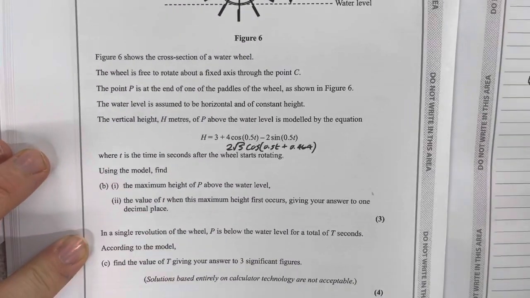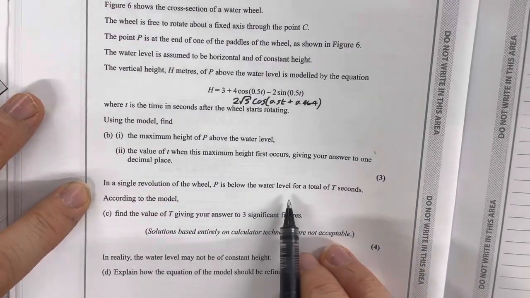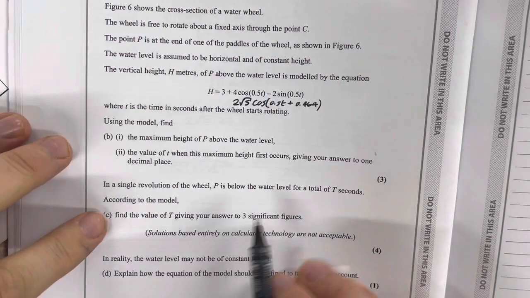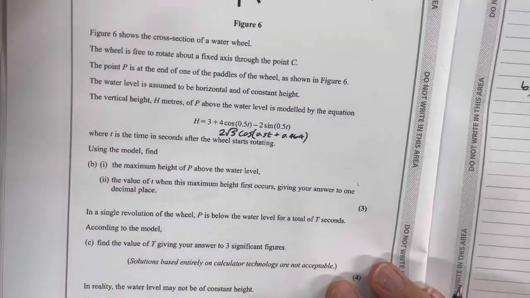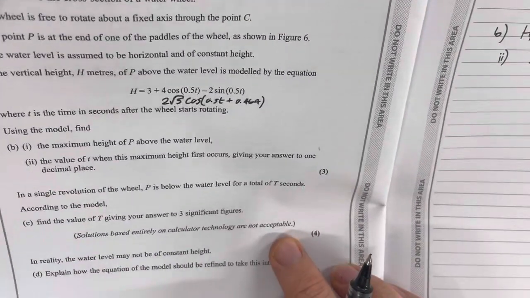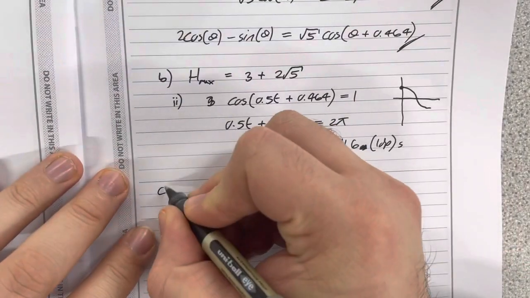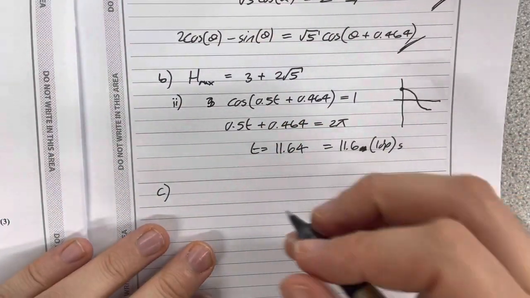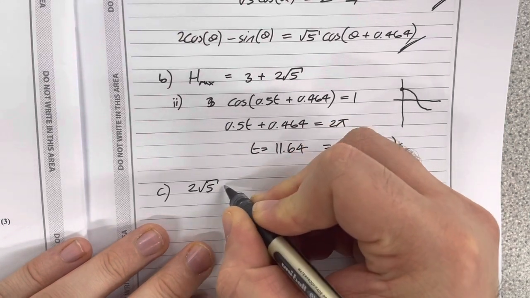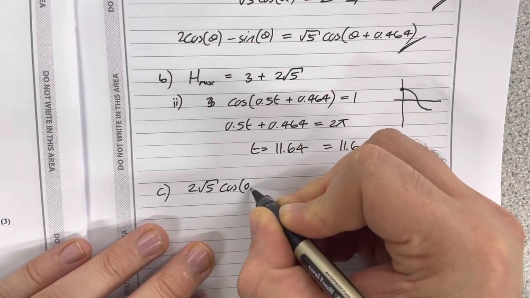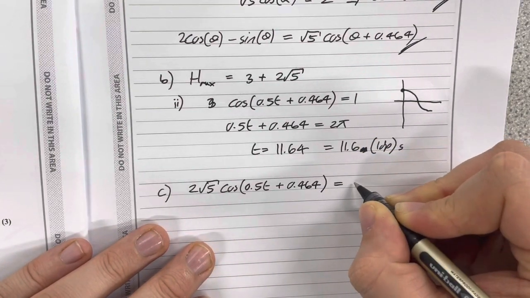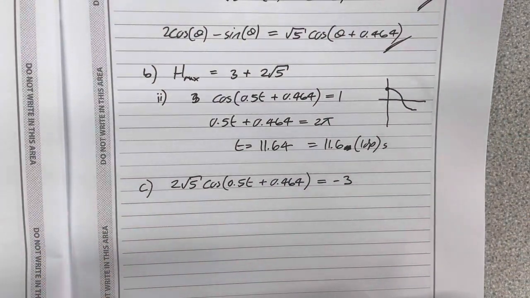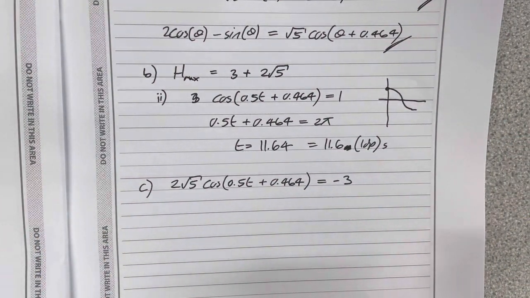Let's see. In a single revolution of the wheel, P is below the water for a total of t seconds. According to the model, find the value of t, giving your answers to 3 significant figures. Solutions based entirely on calculator technology are not acceptable. Okay, so part C, we want to calculate when 2√5 times the cosine of 0.5t plus 0.464 is equal to -3. In other words, h is 0.